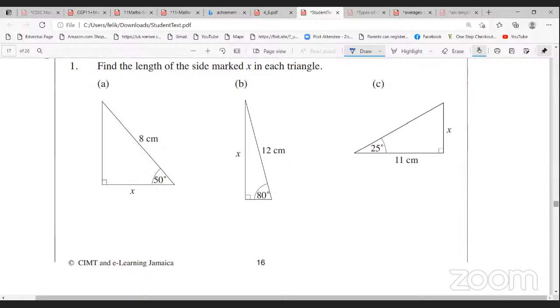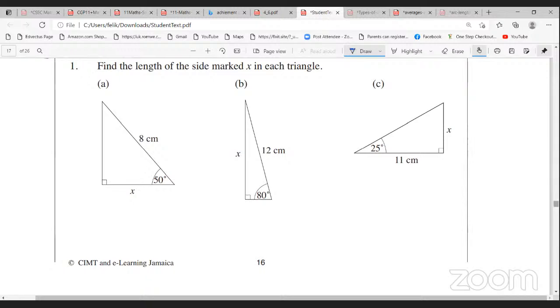What type of triangles are these? Right angle triangles, miss. So can we use sine rule or cosine rule? No, miss. So we have to use Pythagoras theorem? We cannot use Pythagoras theorem either. So what's left? The tangent, miss. So trig ratios.